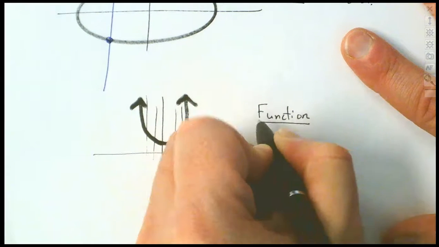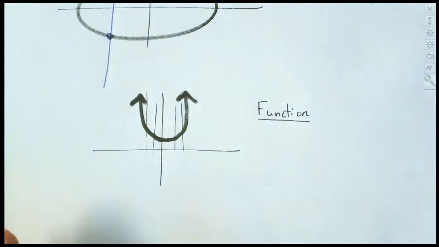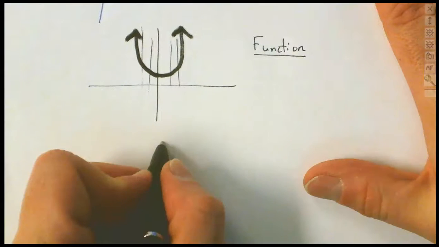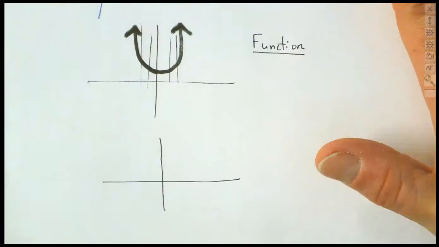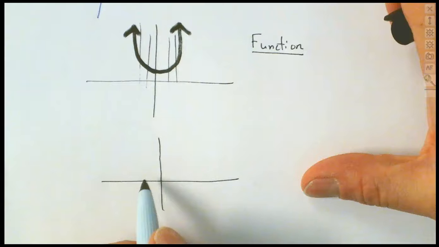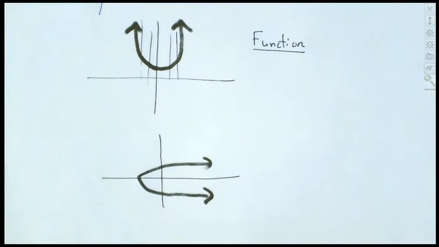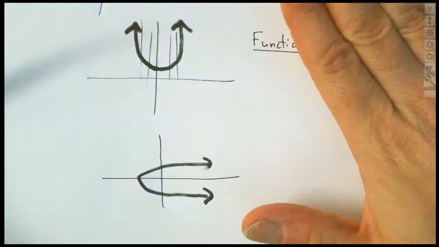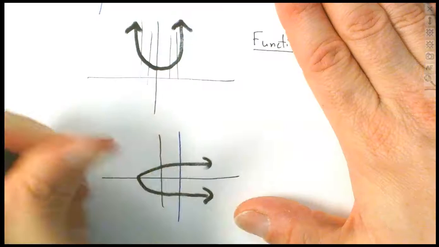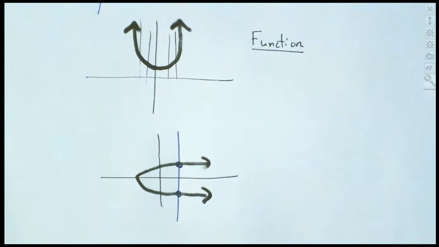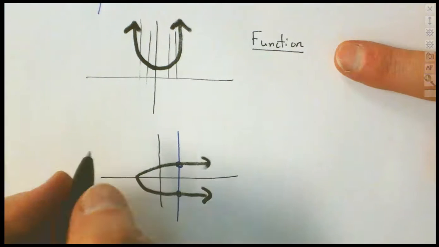And why is it a function? Because each line crosses that graph at only one place. Now, if I flipped it on its side, it would not be a function. If I flipped it on its side like this, this would not be a function. Why not? Because if I draw a vertical line here, this vertical line crosses at 2 points. Right? 2 different spots. So therefore, this is not a function.